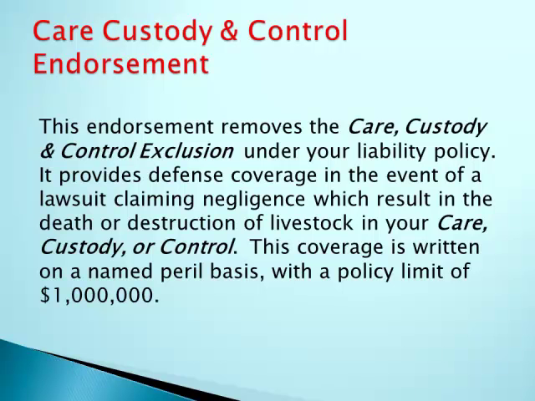This coverage is written on a named peril basis with a policy limit of $1 million. If you're custom feeding for someone, there's a good chance that in your contract with them, you are responsible for the livestock if something were to happen out of your negligence. This endorsement is able to pick up the coverage for you, up to $1 million under the general liability. It's a very reasonably priced coverage. I think it's 12 cents a pig space a year for a $1,000 deductible.